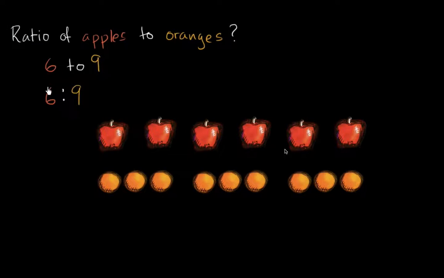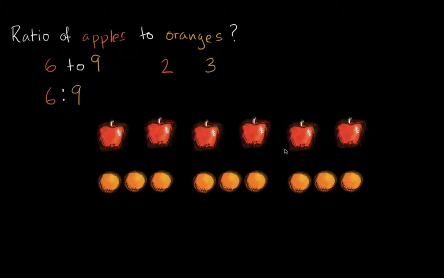But we don't have to just satisfy ourselves with this, because one way to think about ratios, especially if we're thinking about apples to oranges, is how many apples do we have for a certain number of oranges. And when you think about it that way, we can actually reduce these numbers, as you might have already thought about. Both 6 and 9 are divisible by 3. So just like we can reduce fractions, we can also reduce ratios. If you divide 6 and 9 both by 3, 6 divided by 3 is 2, and 9 divided by 3 is 3.